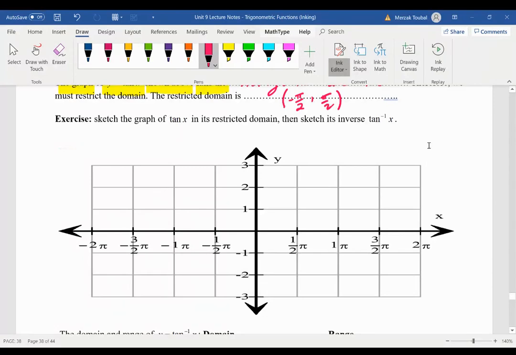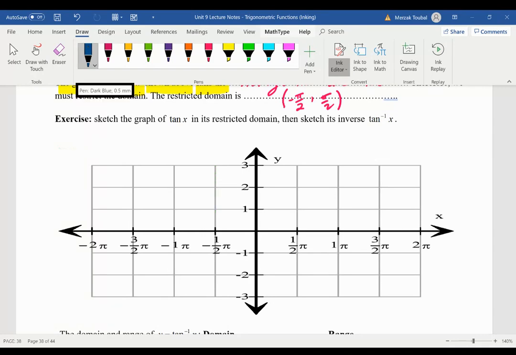Same exercise. We need to sketch the graph of tangent in its restricted domain, and then sketch its inverse, tangent inverse. So this is going to be a bit messy. Let me start with the tangent. Tangent of x in its restricted domain. We said we go from negative pi over 2. Use a darker color. So we go from negative pi over 2 to pi over 2.